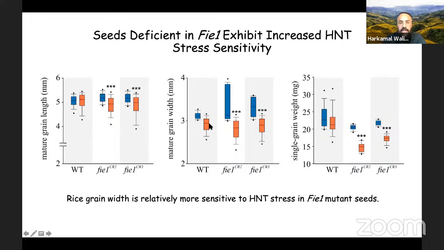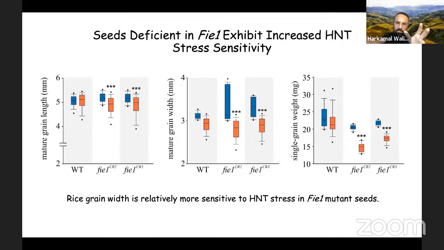And then the width, however, increases. If you knock this gene out, basically under control conditions, the width is much wider. However, if you look at the HNT stress response, in orange, you see a significant drop in the grain weight, and even more so in single grain weight.